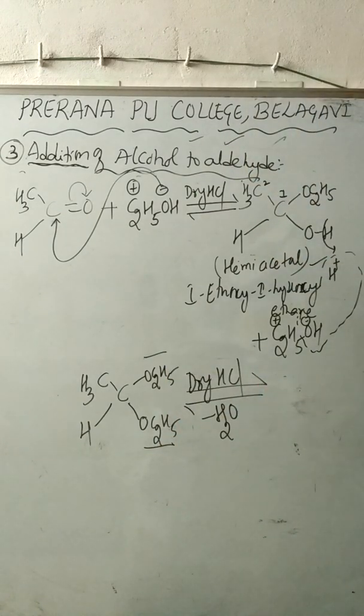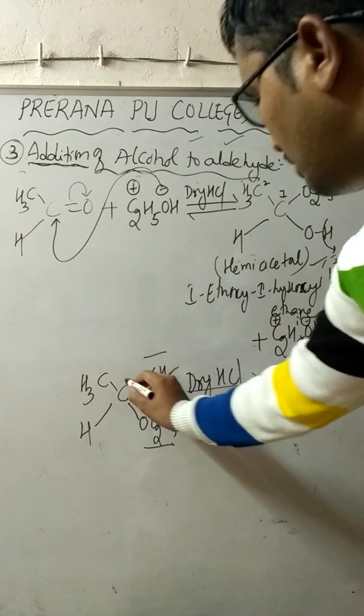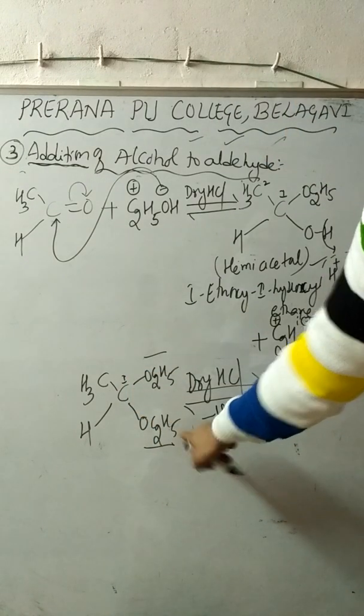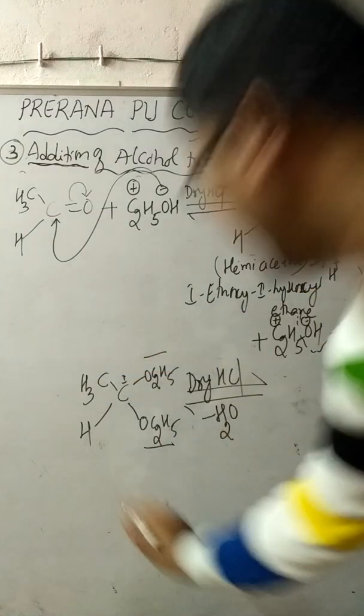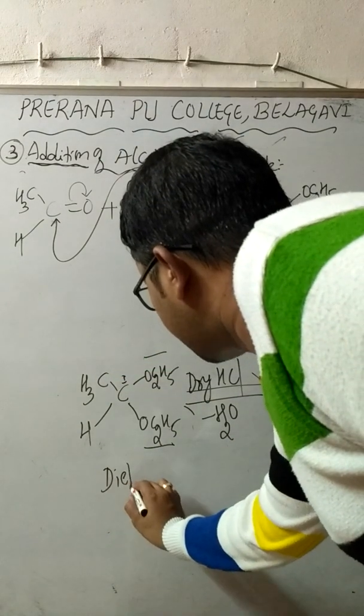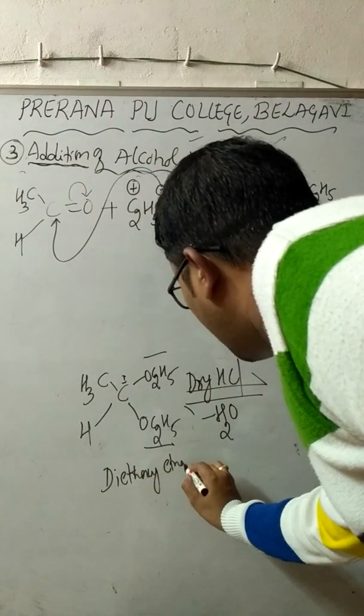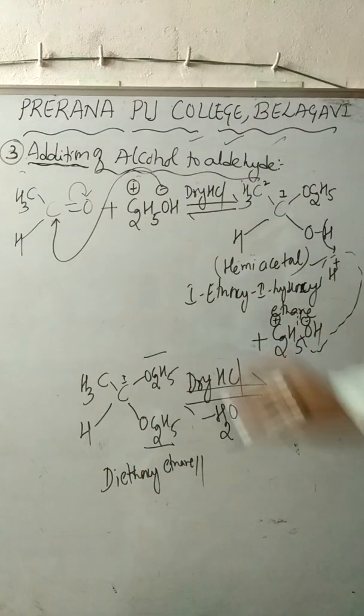Hence the name of the compound: this is the first carbon, this is an ethoxy group, this is also an ethoxy group, which is called diethoxy. Hence I can call it 1,1-diethoxyethane as the major product. So this is the reaction when an alcohol is added to an aldehyde.